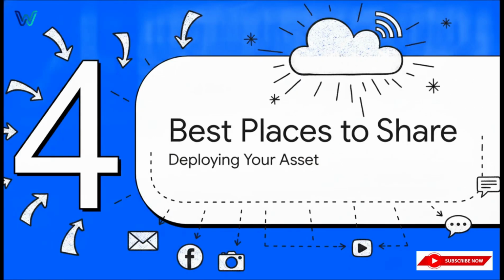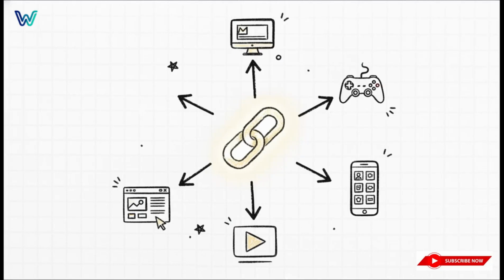Which brings us to number 4, best places to share, deploying your asset. So you've got this awesome link, now you need to put it to work everywhere you have digital real estate. Start right at home. Drop it into the basic info section of your YouTube customization so it pops up directly on your channel banner as a clickable link.